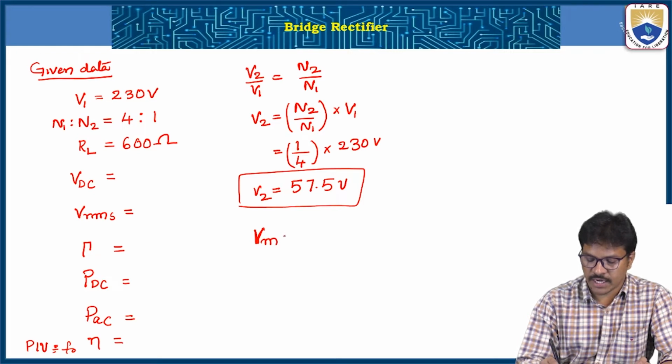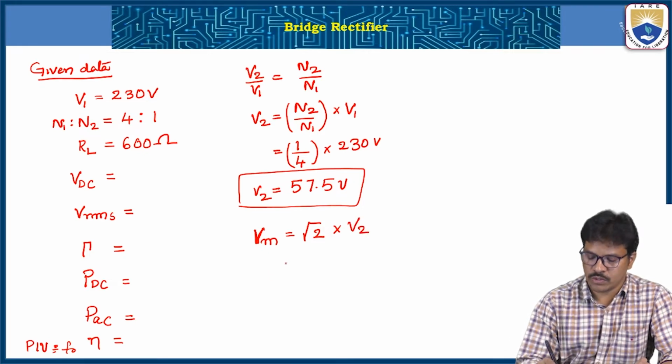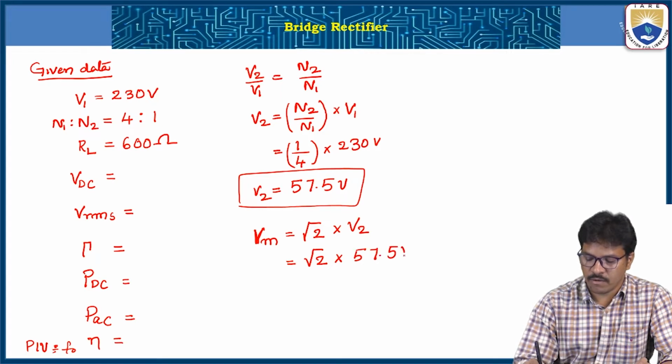The maximum voltage available to the diode, Vm, is basically root 2 into the RMS voltage of the secondary coil, which is V2. We already found V2 just now, so we multiply root 2 into V2, which is 57.5.